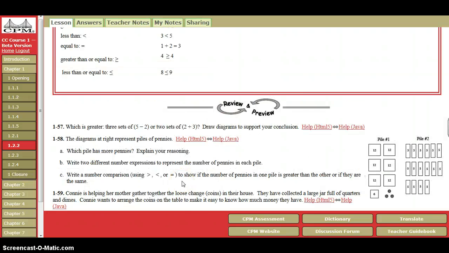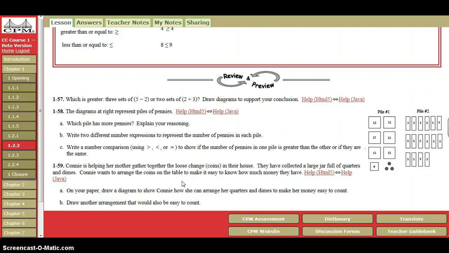So let's begin with question 157. It says, which is greater, 3 sets of 5 minus 2 or 2 sets of 2 plus 6? Draw diagrams to support your conclusion. Okay? This seems really confusing just based on the way that it's written. Firstly, it says 3 sets, let me just highlight this here. It says 3 sets of 5 minus 2. Okay? What does that mean?